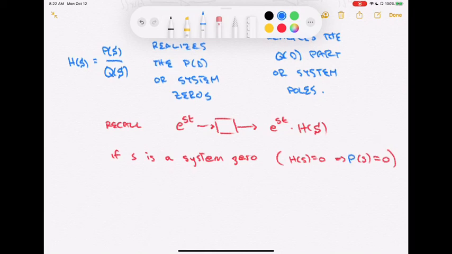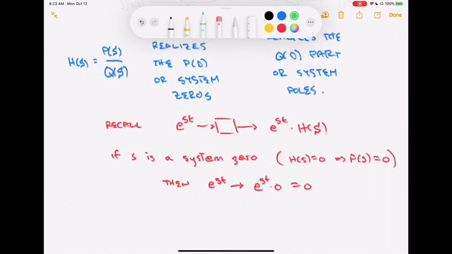So we have our P of S. That's going to be our P of S from our original differential equation. So that's when P of S equals 0. That is the idea of a system zero. In that case, if S is a system zero, then what happens? E to the st goes through the system, and it becomes e to the st times 0, which equals 0. So if you are at a frequency near a system zero, the output gets small. That's an important conclusion for us.